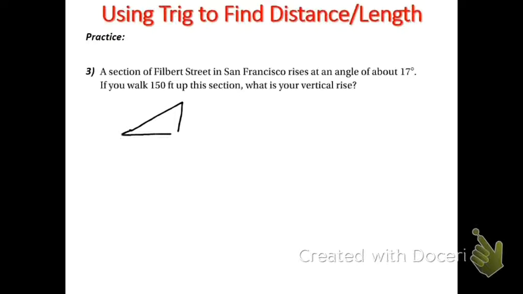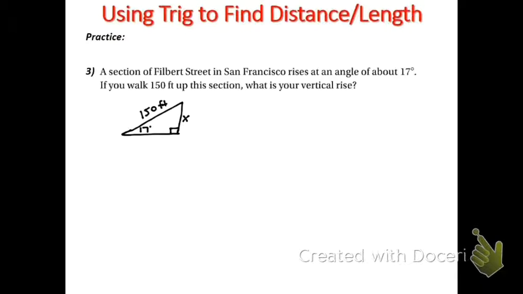Nice circle. So there's our right angle. Our 17 degrees will go here, and they said 150 feet up the ramp, so we'll put that here. We're looking for our vertical rise, which puts X there.